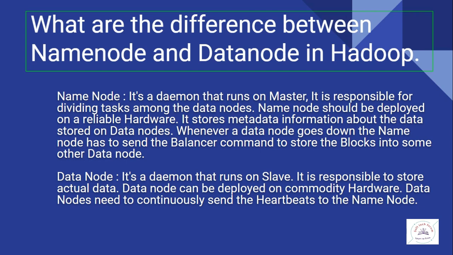Whenever a data node goes down, the name node has to send the balancer command to store the blocks into some other data nodes. Data node. It is a daemon that runs on slave. It is responsible to store actual data. Data node can be deployed on a commodity hardware. Data nodes need to continuously send the heartbeat to the name node.